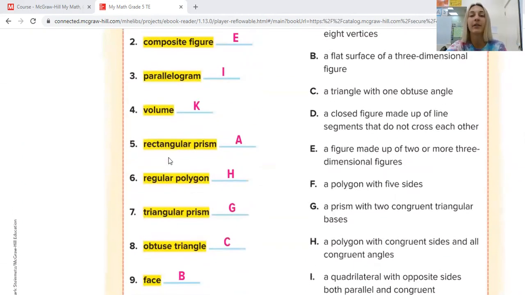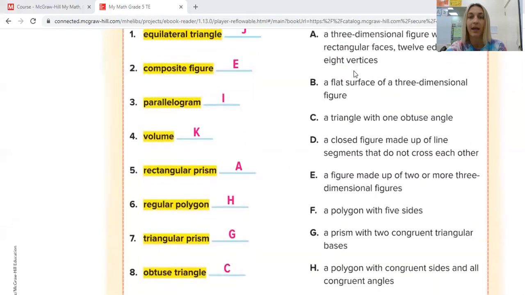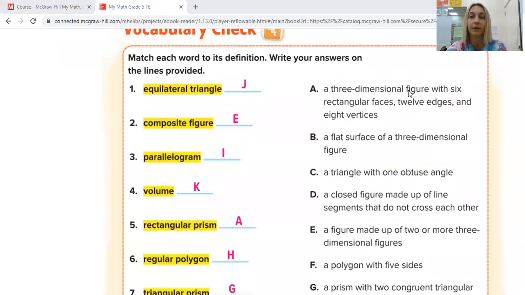Number five, a rectangular prism. We all know what a rectangle is. It's a shape with four sides. They don't all need to be congruent. A prism is a three-dimensional shape. So let's look at A. A three-dimensional figure with 6 rectangular faces, 12 edges, and 8 vertices. So here is a rectangular prism, just about. It has a little indent in here, but that's okay.